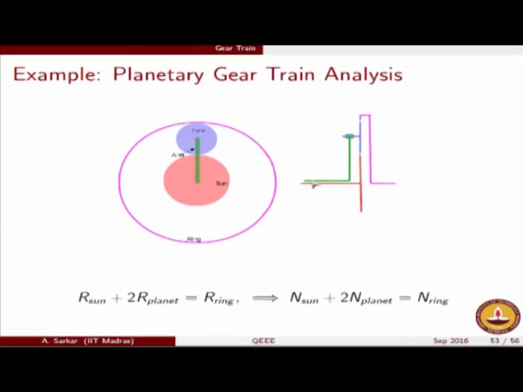So I can take the arm motion now as that of the output, right. So either I can make the arm fixed through a clutching arrangement and take the input from the sun and output from the ring, or I can just take another clutching arrangement using the same gear train.